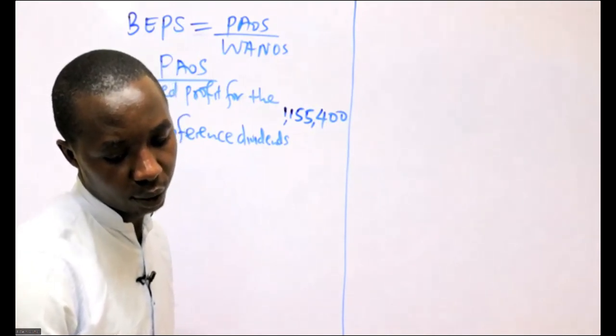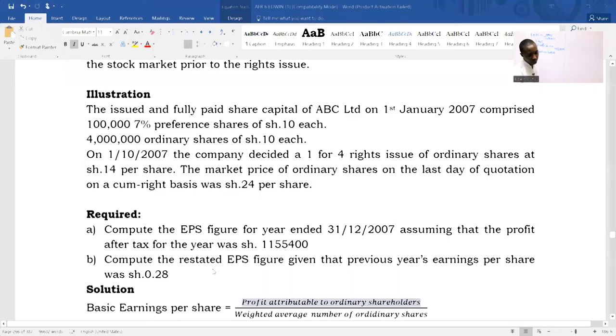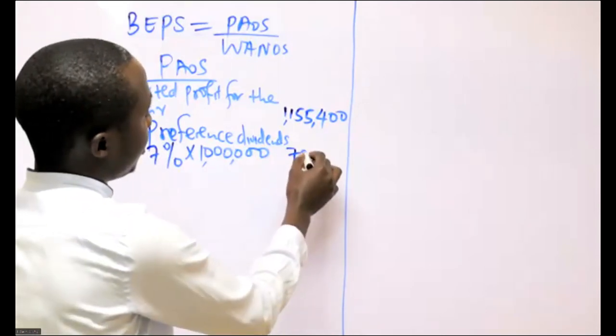So they were stated at what value? Remember that the 1,155,400 is the profit after tax, from requirement number one. Then we have 100,000 7% preference shares of 10 each, meaning that is 1 million. 7% of 1 million is 70,000. Remember that dividends are paid on the value, not the number of ordinary shares. Is that 70,000? Yes, so 70,000.